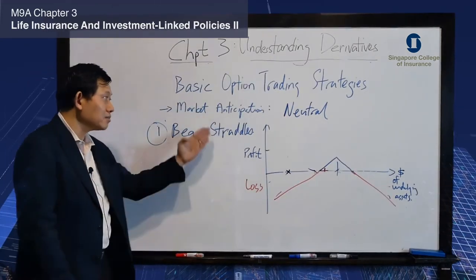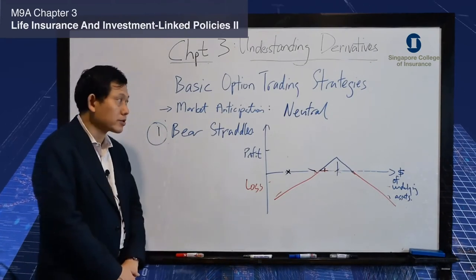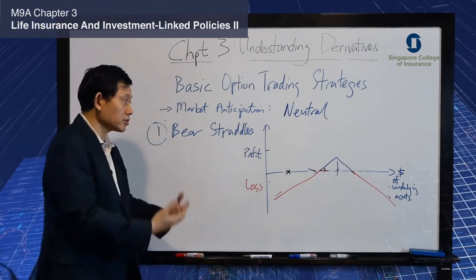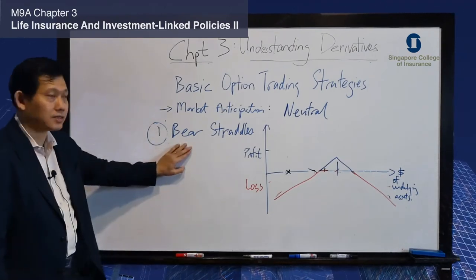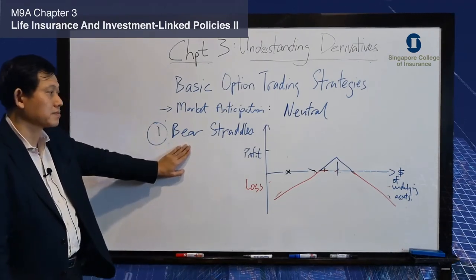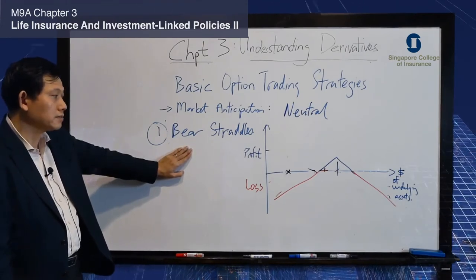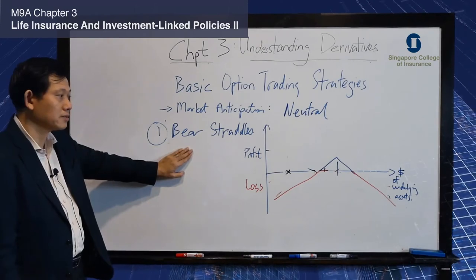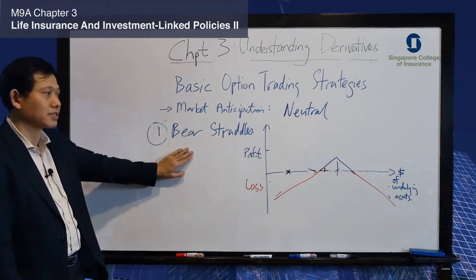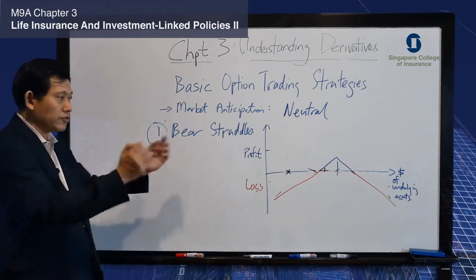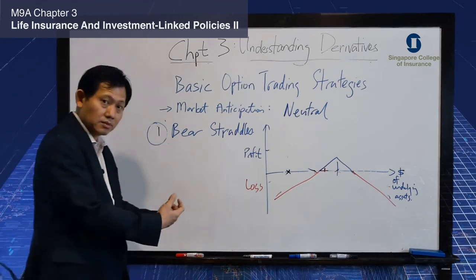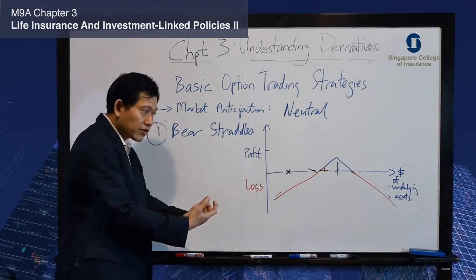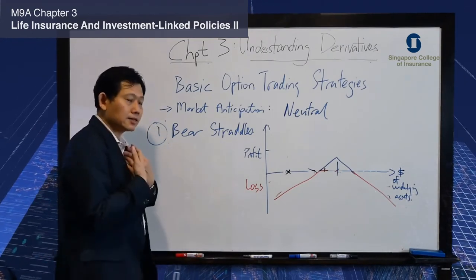Another market anticipation strategy that is neutral, meaning you want to profit from either the market going up or going down, is the bear strider. A bear strider is interesting. You sell a call option and a put option of the same underlying asset at the same time to a counterparty or to a few counterparties. You sell, and immediately you profit from the premium that you collected.